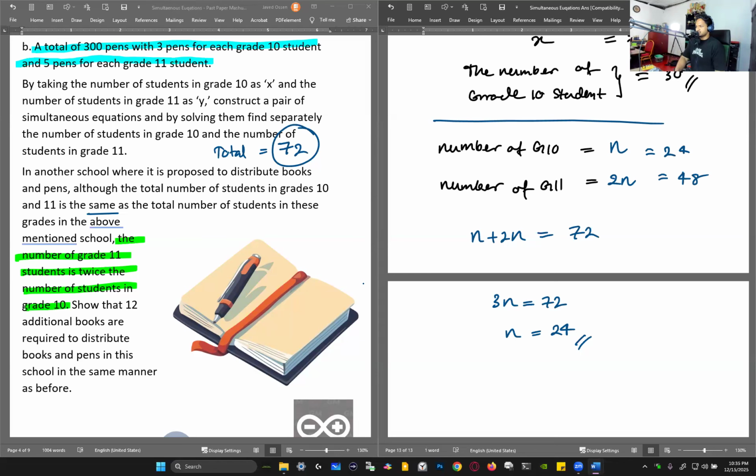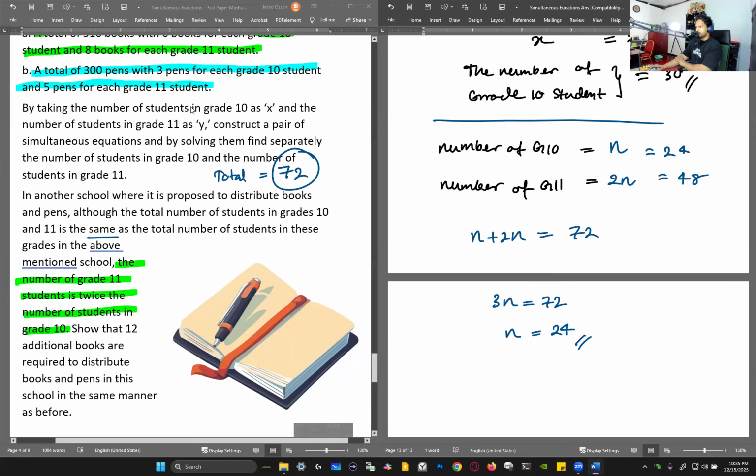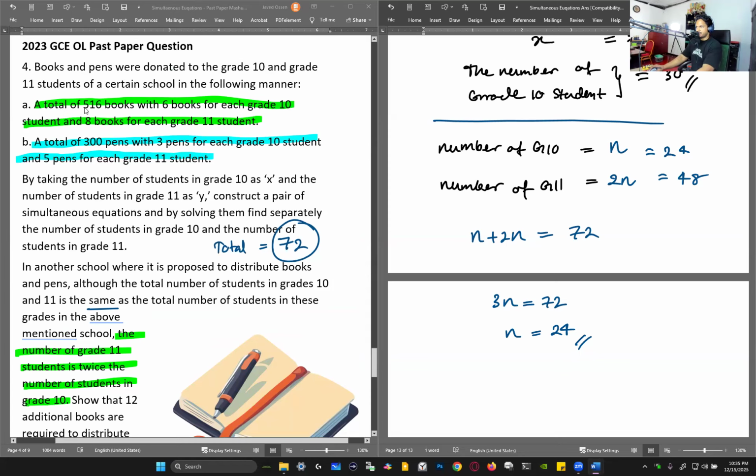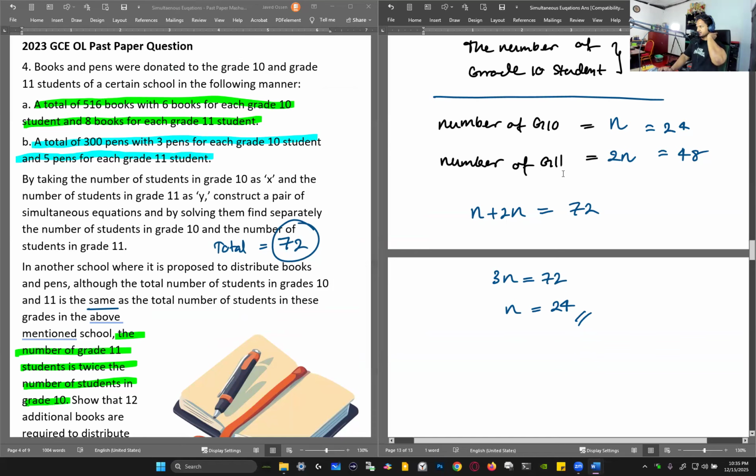Show that 12 additional books are required to distribute books and pens in this school. We'll see. We have to look at books, not pens. 6 books for each grade 10 student. We have to go back to the books part.